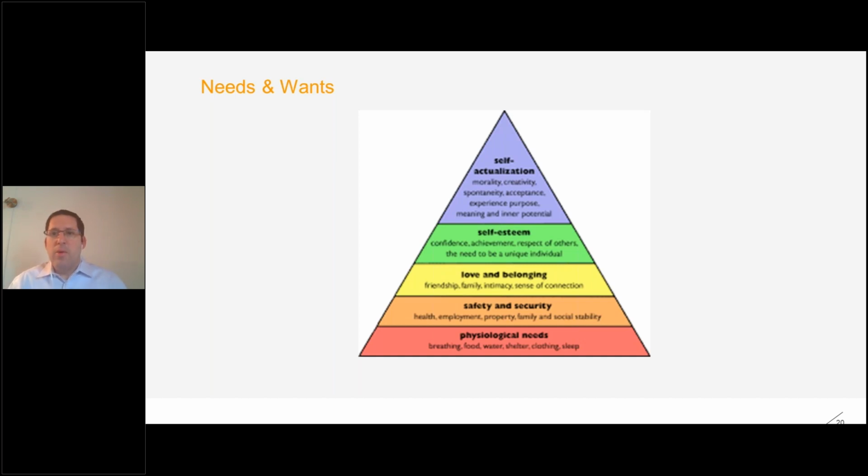Those of you who have come across Maslow's hierarchy of needs, I put this down because it's a fairly obvious and mature theory of the needs and wants that people actually have in terms of why they're going to engage with a business. Is it based on their psychological needs, their safety and security, their self-esteem, or, as the top one, their self-actualization?